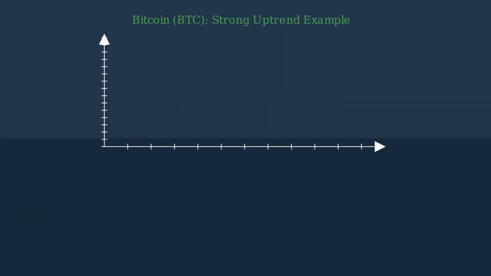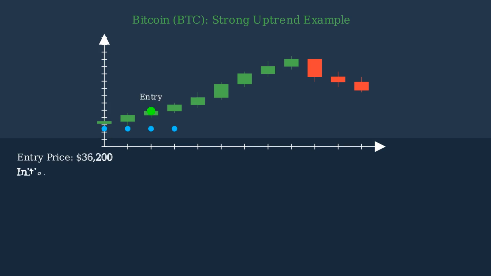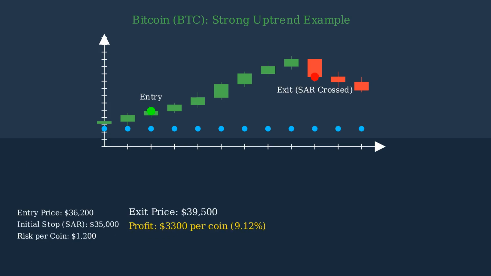Our final example shows Bitcoin in a strong uptrend. This illustrates how the parabolic SAR can be effective in capturing significant moves in trending markets. We enter early in the established uptrend, with the SAR dots providing a trailing stop below price. As the price trends strongly upward, the SAR follows, locking in profits while allowing the trend to continue. Eventually, a reversal occurs and the price crosses below the SAR, signaling our exit point. The trade captures a significant portion of the uptrend.